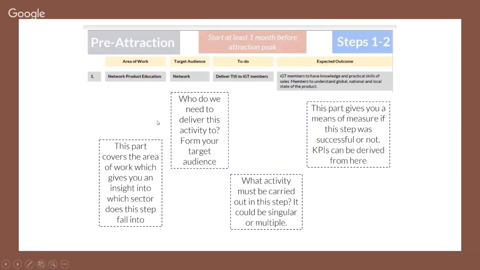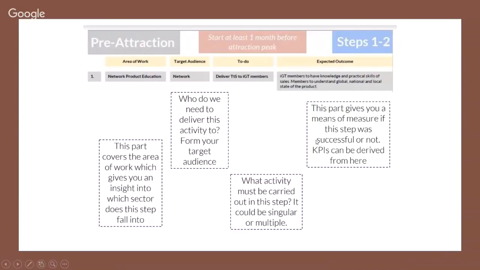In the area of work, as we said, it's the specific field that we need to work on. Then who we need to apply this activity to, the audience, and what activity we need to apply in the criteria. This is really important to have clarity and to know step by step what we do, especially the expected outcome, because this is mainly about the KPIs that we want to see.